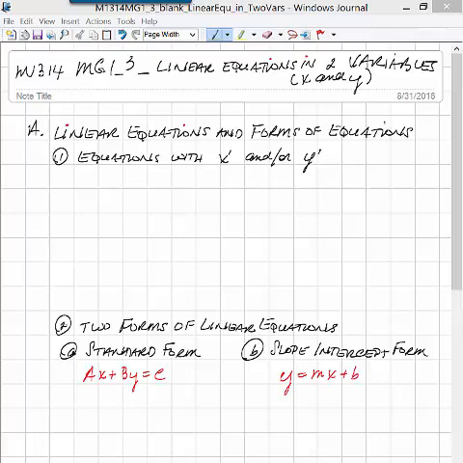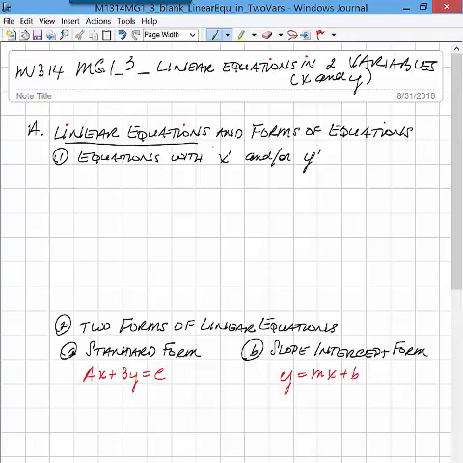Hello students, we're going to be talking about linear equations in two variables, and we will begin with what a linear equation is, how to identify a linear equation, and then also to determine the forms of an equation. There are two forms or two ways of writing a linear equation.